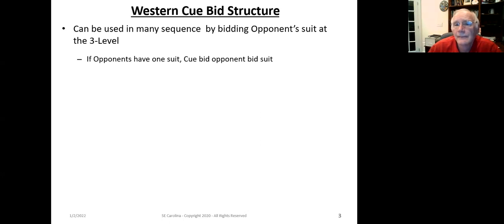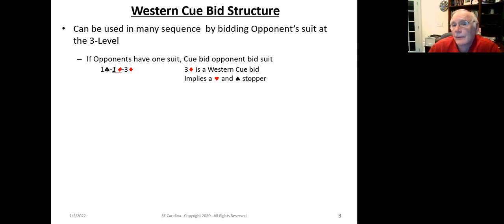Let's take a look at a couple of examples. Here's the most frequent. The opponents have bid one suit. In this case, your partner opens one club. The opponent overcalls one diamond, and you have a really nice hand. You have tolerance for clubs, you may even have a fit in clubs, but you don't have a major that you want to show, and you've got 12 to 15 points.